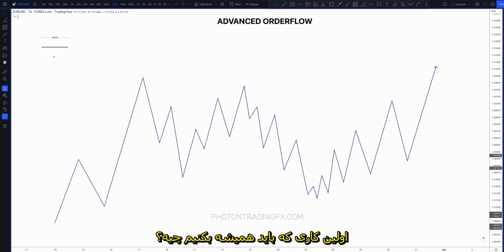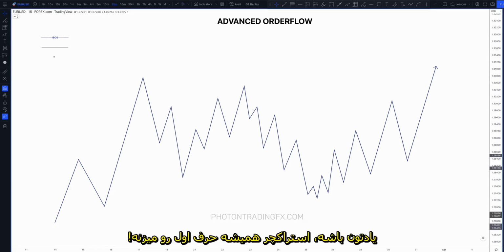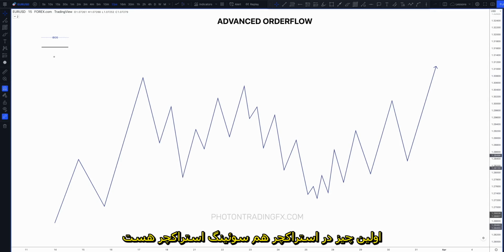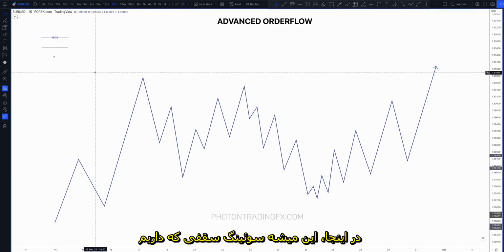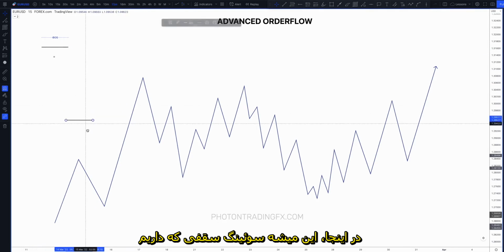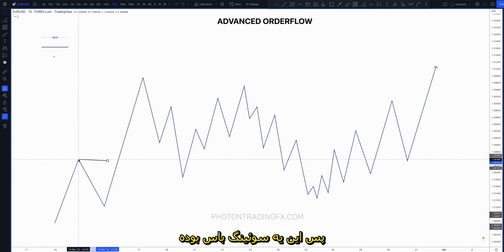Well, what's the first thing we should always do? The first thing whenever we have a blank chart, right, structure is obviously king. That's the first thing. But then what's the first thing within structure? It's swing structure. So we want to find out what current swing range we are within. Well, in this instance, this is a swing high here. So this was a swing break of structure.